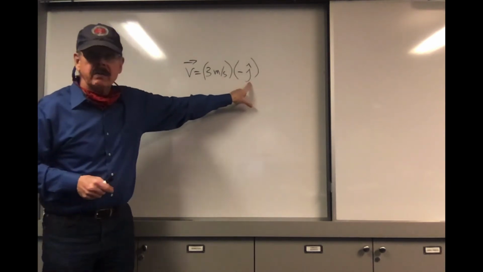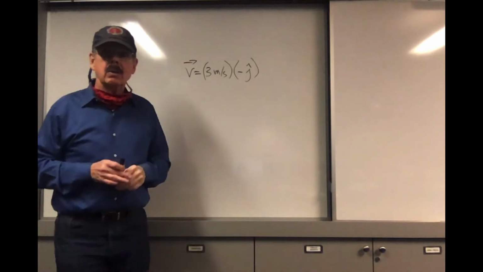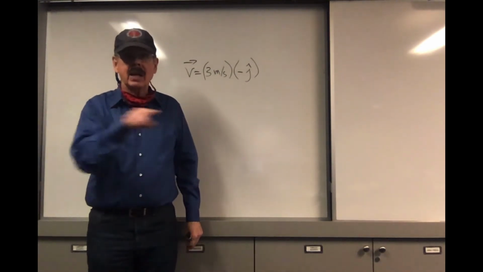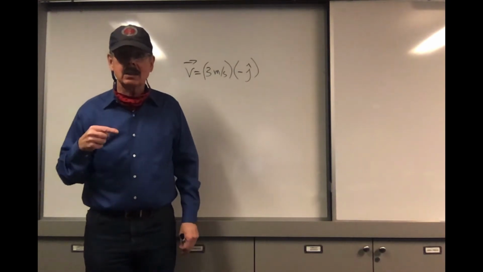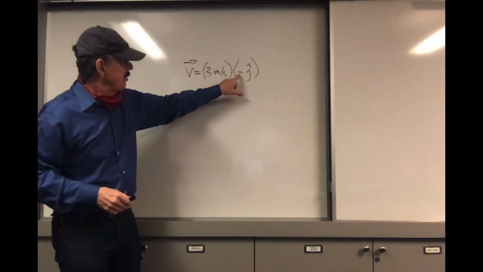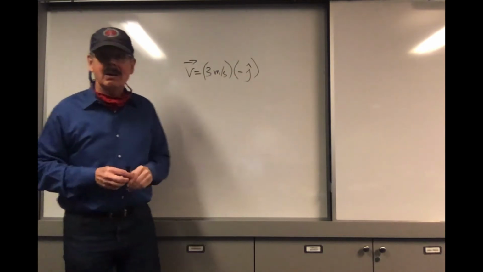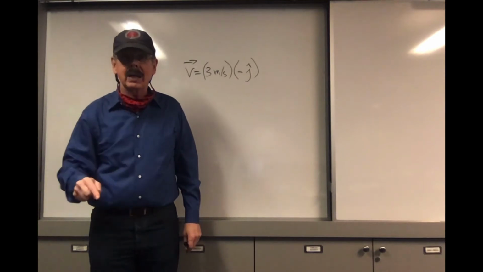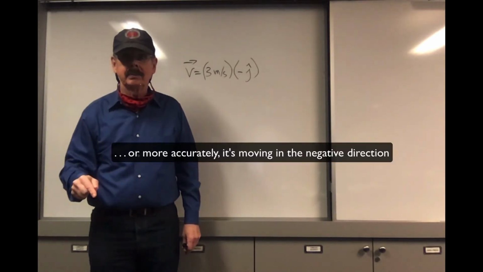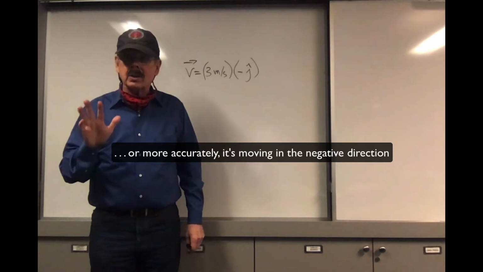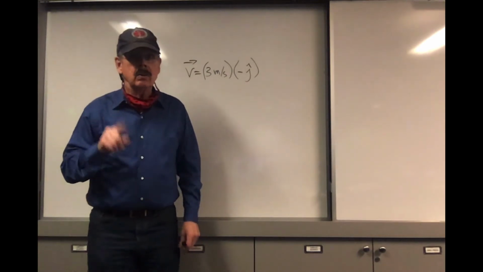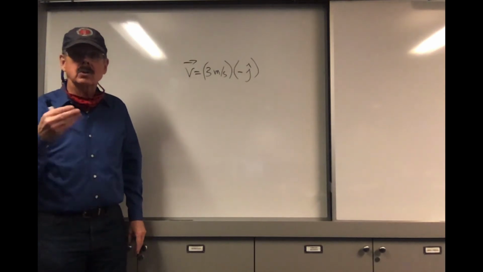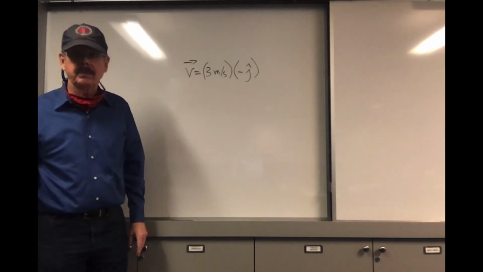You know this bit of information is telling you the body is moving along the y-axis. It's not moving along the x-axis. It's not moving along the z-axis. And this information is telling you that the body is not moving along the positive y-axis. It's actually moving along the negative y-axis. The point is that if you know how to decode this relationship, it will tell you something about the motion of the body.